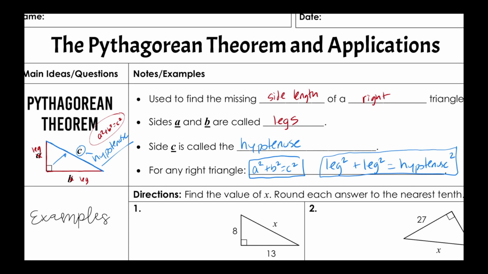Some of you are going, oh yeah, I remember a squared plus b squared equals c squared. But again, what is A, B, and C? Well, A and B are the legs, the two sides that form that right angle. Sometimes your right triangle might be twisted or turned or upside down. As long as you know that the two sides that make that right angle are your legs, then the long side across from that right angle is called your hypotenuse. And so the formula is leg squared plus leg squared equals hypotenuse squared.